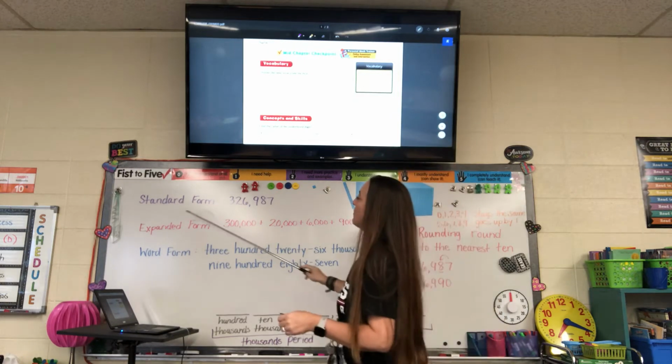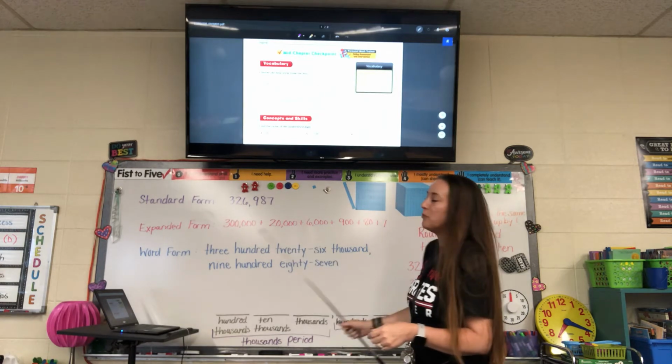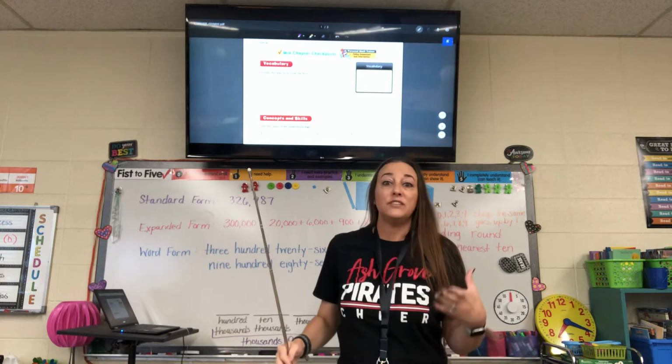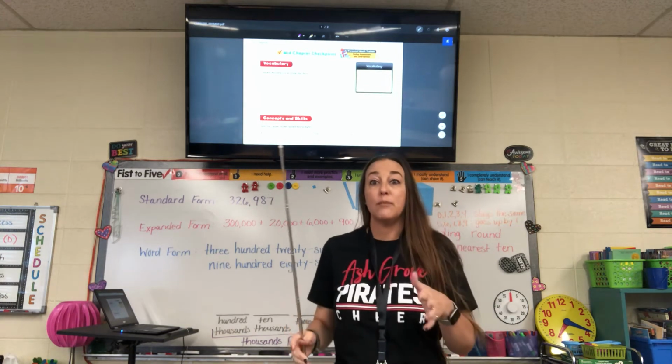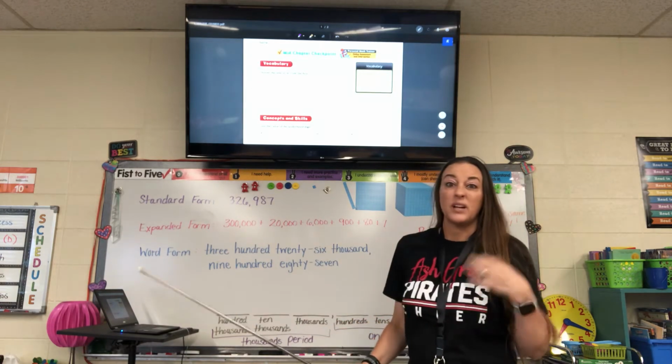So I've gone through over here. Standard form is when we write the number just like we normally do. Like 52 would be the number 5 and the number 2. So this number is written in standard form, kind of regular form.